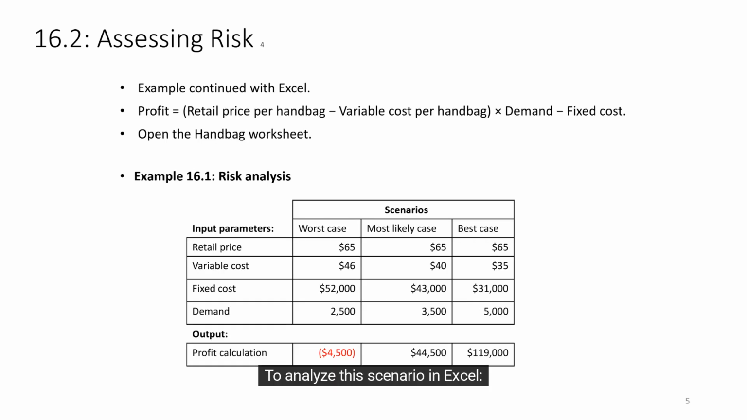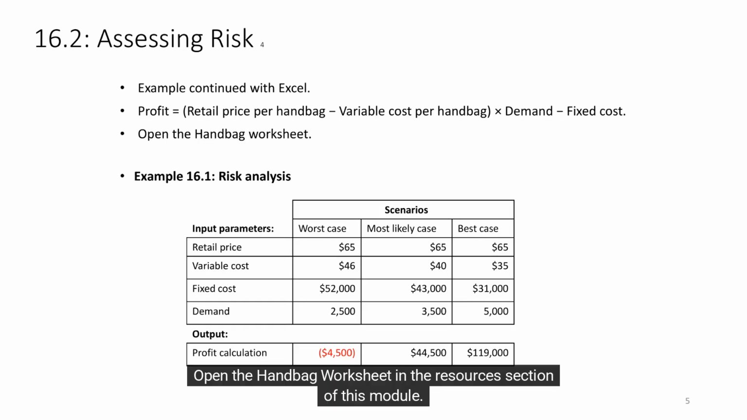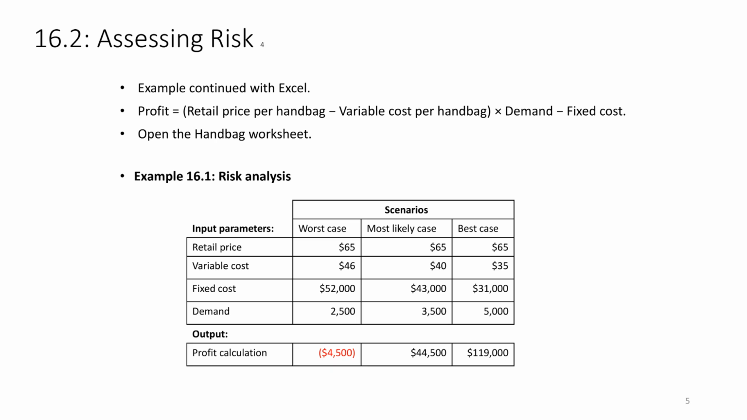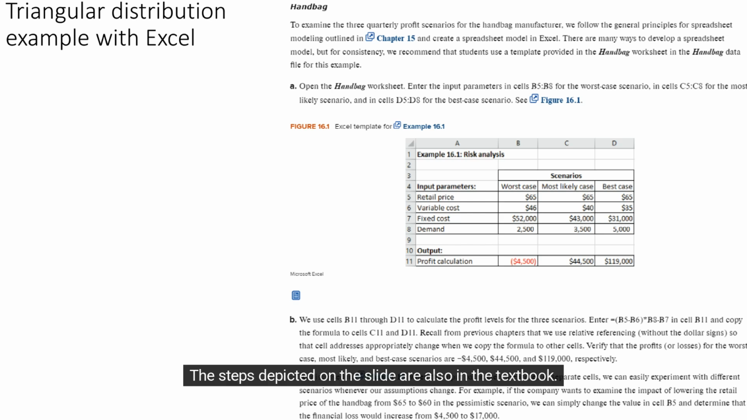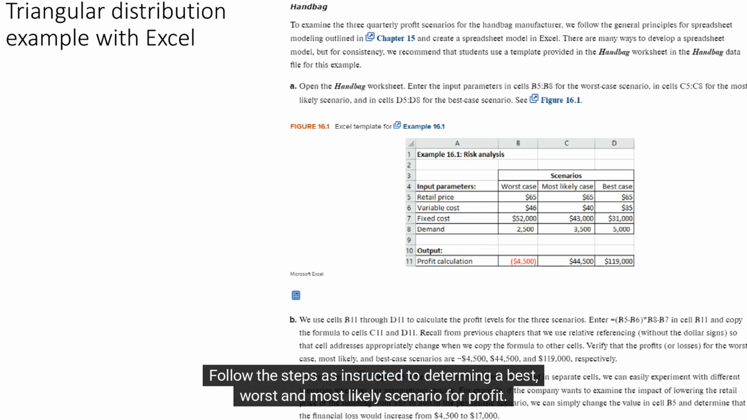To analyze this scenario in Excel, open the handbag worksheet in the resources section of this module. Then apply the profit formula across different scenarios. Use historical data to define the best, worst, and most likely cases. Then calculate profits for these scenarios to assess variability in outcomes. This allows the company to evaluate potential risks and plan accordingly. The steps depicted on the slide are also in the textbook. Follow the steps as instructed to determine a best, worst, and most likely scenario for profit.